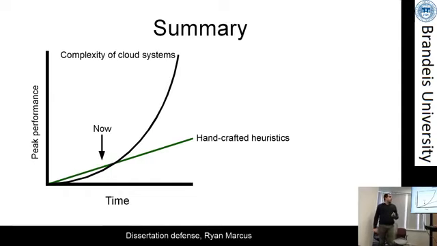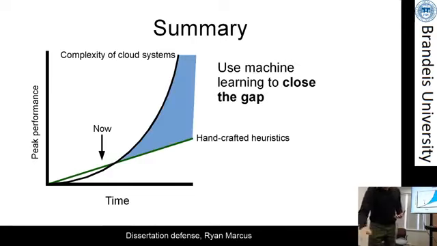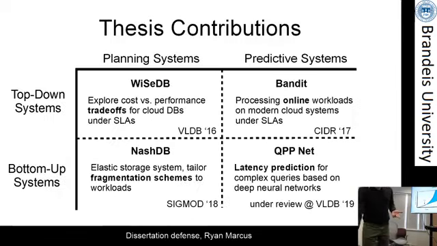So the complexity of cloud systems is increasing much, much faster than we can design handcrafted algorithms to work for them. Right now it's working pretty well. The handcrafted heuristics seem to be doing fine. But very soon we're going to reach this precipice where the complexity of the cloud system becomes way, way bigger than a handcrafted heuristic can possibly optimize. The primary argument of this thesis is that we should use machine learning to fill in this gap. The way that we can combine our handcrafted heuristics with machine learning systems will hopefully allow us to achieve much better performance, even as the complexity of the cloud goes up.